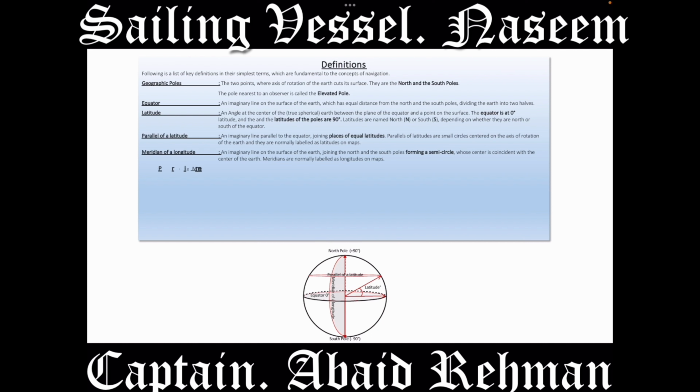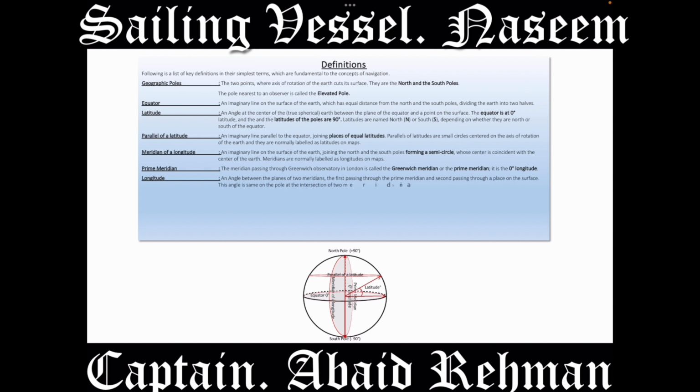The meridian passing through Greenwich Observatory in London is called the Greenwich Meridian or the Prime Meridian. It is the 0 degrees longitude. Longitude is an angle between the planes of 2 meridians, the first passing through the prime meridian and the second passing through a place on the surface. This angle is the same at the pole, at the intersection of the 2 meridians. Longitudes are named east or west depending on whether they are east or west of the Greenwich Meridian.